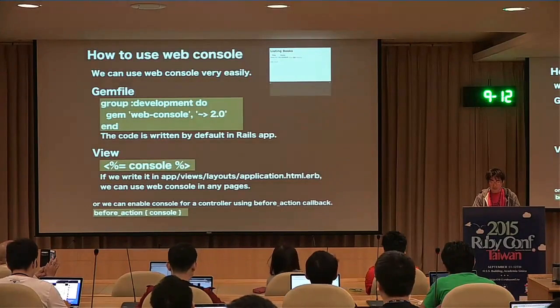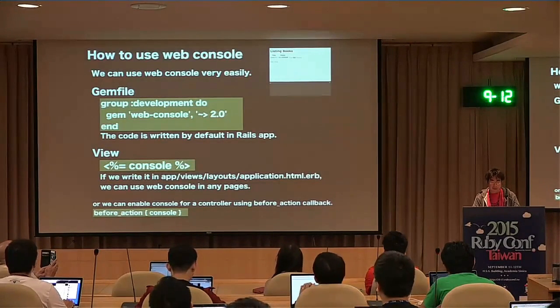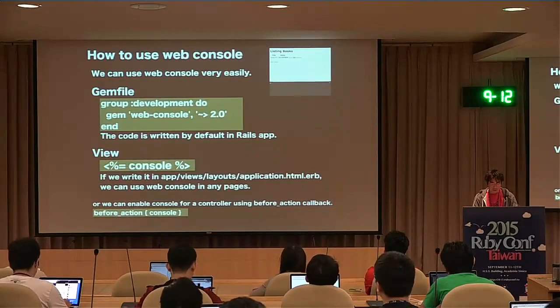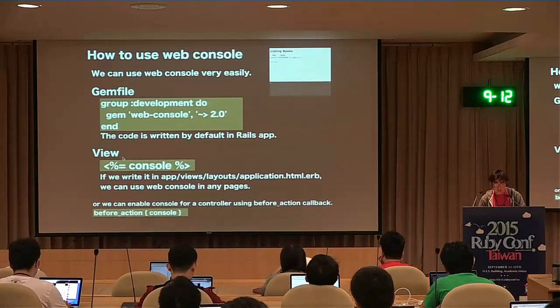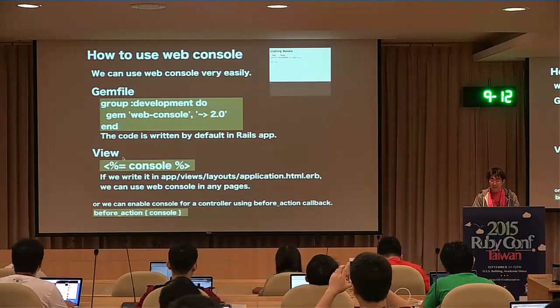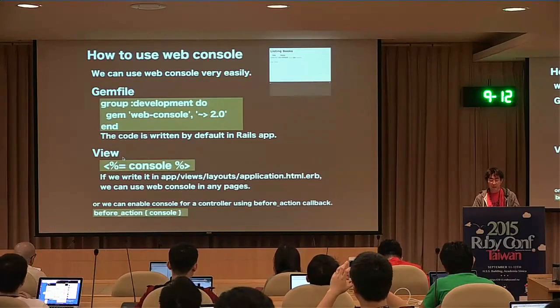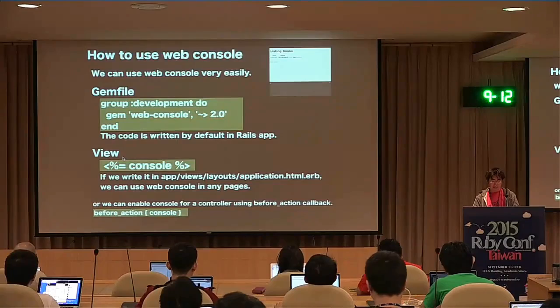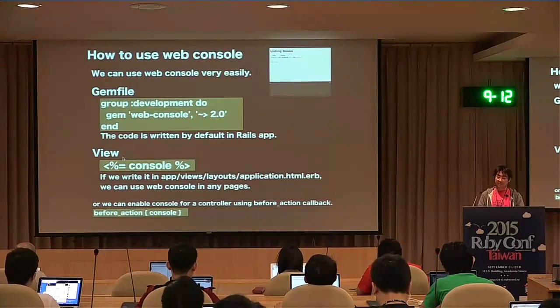This code is written to gem file by default in a new Rails application. We only need to write the console tag in views. If we write it in application HTML ERB, we can use Web Console on any page. Or we can write the console code in controller using view action callback. They are almost same.